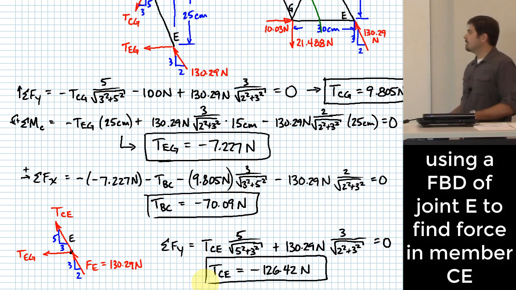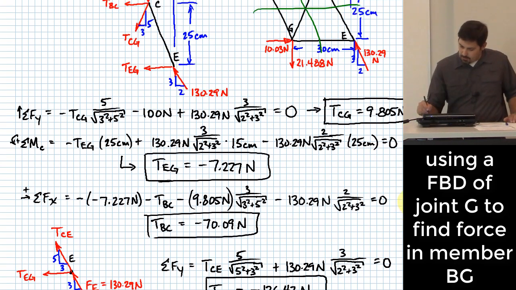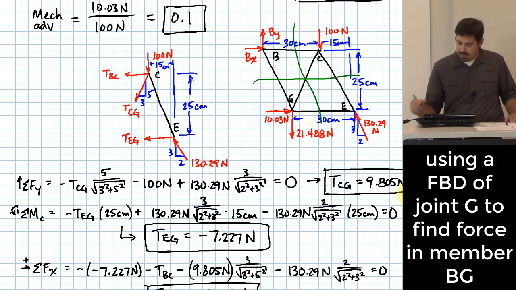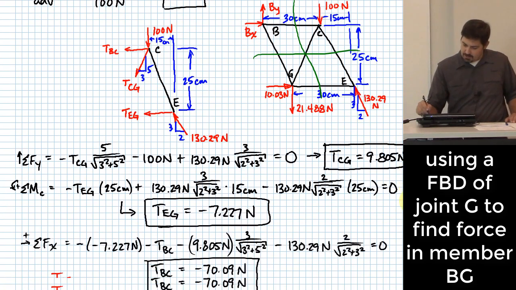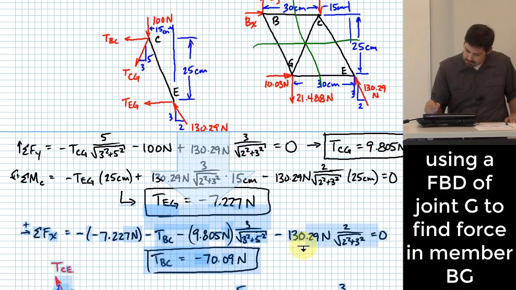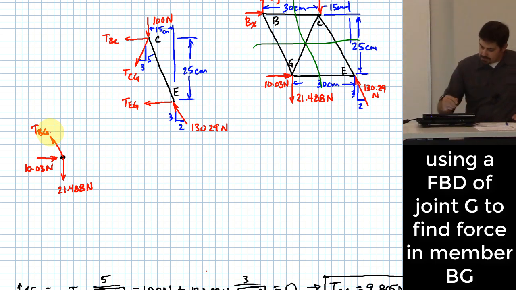All right, we're missing one thing. What is it? Yeah, we don't know this force in BG yet. What might be a good way to get it? Joint G, right? This will be cleaner if I scooch myself some space right there. Joint G has a force downward of 21.488 newtons. It has a force to the right of 10.03 newtons. It has a force that we're trying to find here, TBG. It has a force that we already know, TCG. It also has another force that we already know, TEG.